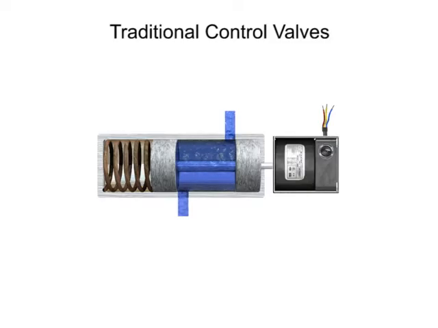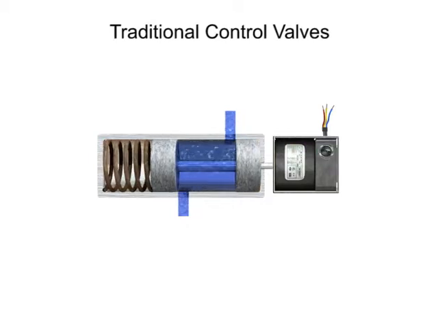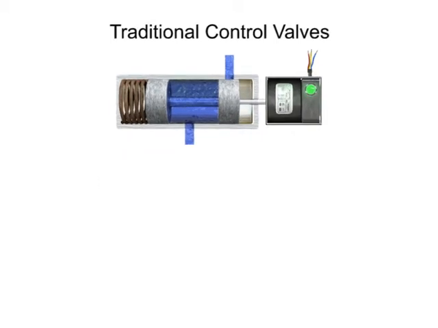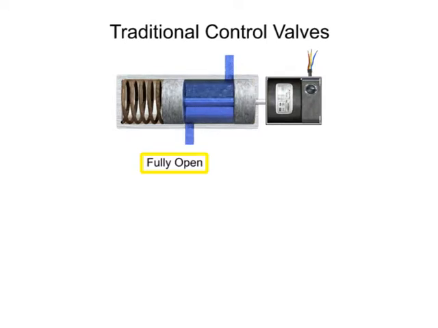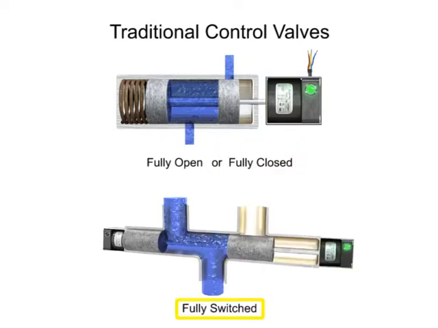Control valves are valves used to control conditions such as flow, pressure, temperature, and liquid level by fully or partially opening or closing. Traditional control valves are the most basic type. The flow control of a traditional control valve is typically limited to fully open, fully closed, or fully switched to a new flow path.